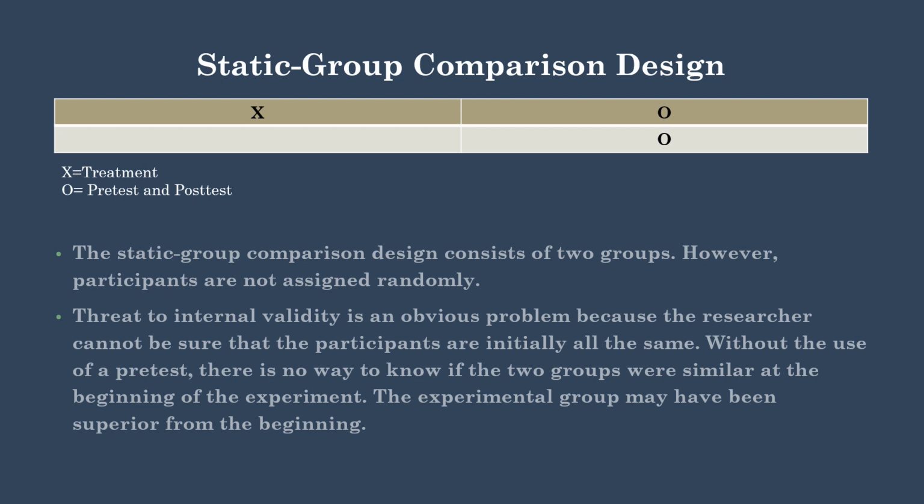The static group comparison design consists of two groups. However, participants are not assigned randomly. Threat to internal validity is an obvious problem because the researcher cannot be sure that the participants are initially all the same. Without the use of a pretest, there's no way to know if the two groups were similar at the beginning of the experiment. The experimental group may have been superior from the beginning.